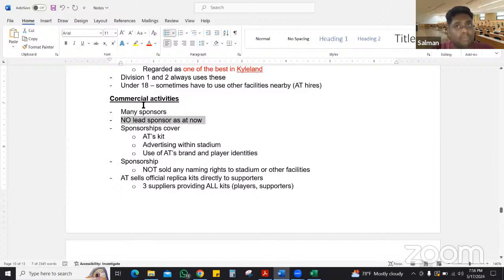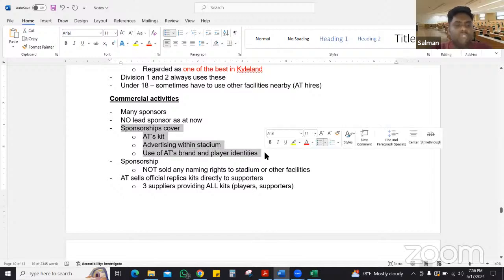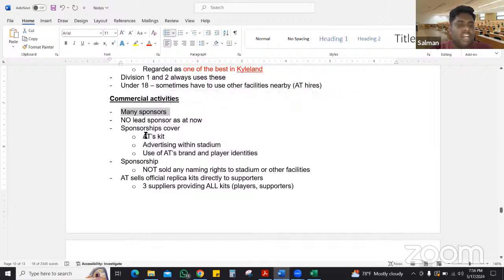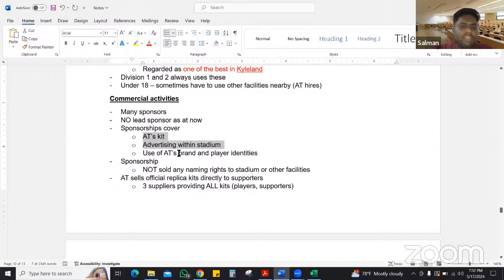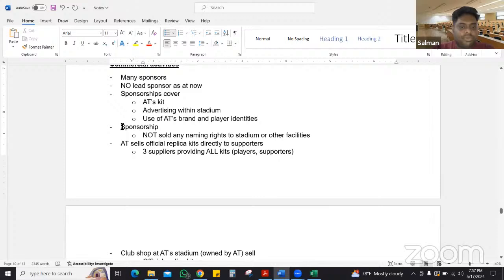If there is a lead sponsor, that means that company considers the club very promising, and it's typically long term. Sponsorships cover AT's kit, advertising within the stadium, and use of AT's brand and players' identities. Within the stadium, they can have their billboards and branding, and use AT's brand and player identities in their products. Just like Lux has many celebrities, Airtel has many celebrities. They can use that here as well.